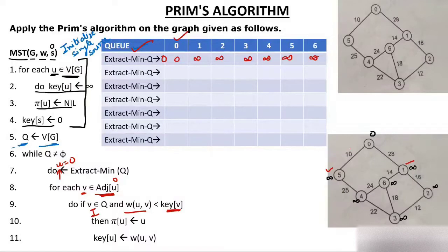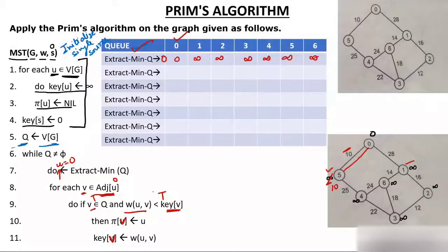Yes, this weight is less than this. This is also true, and this is also true. Taking v as 5, 5 is a part of q, and the weight of 0 and 5 is less than the key of 5. Yes. Then pi of v is equal to u, so you make a double line. And the key of v becomes w of uv. So for node 5, the key becomes the weight of 0-5, which is 10.